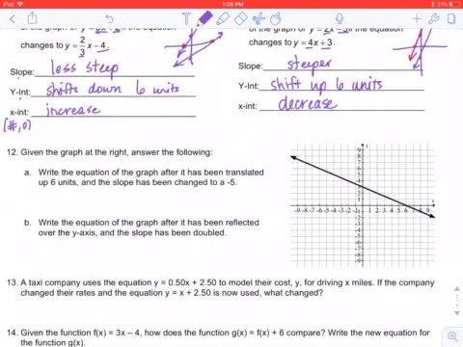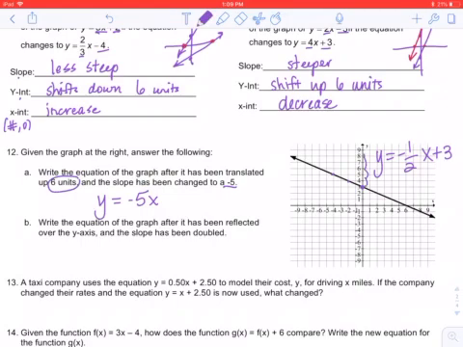Number 12, write the equation of the graph after it has been translated up 6 units and the slope has been changed to a -5. So, the first thing is to figure out the equation of this line. Well, my y-intercept is 3, and my slope, it looks like, is -1/2. Y equals -1/2 x plus 3. So if I'm changing the slope to a -5 and translating up 6 units, well, if I'm starting at the 3 and going up 6 units, that's going to end at 9.